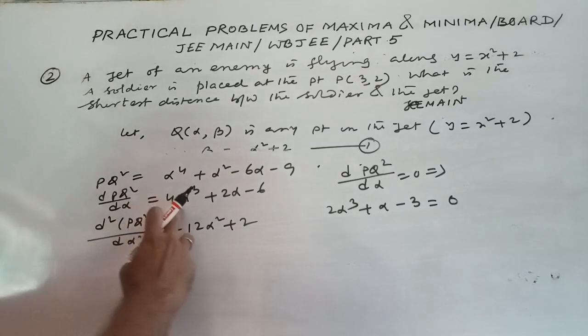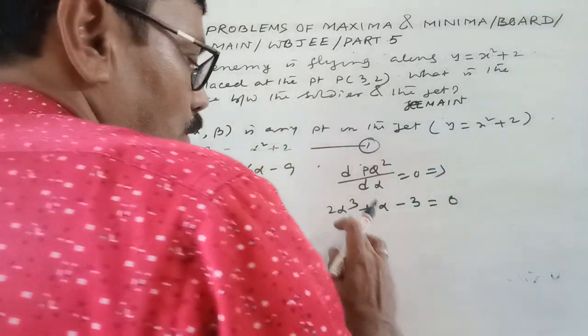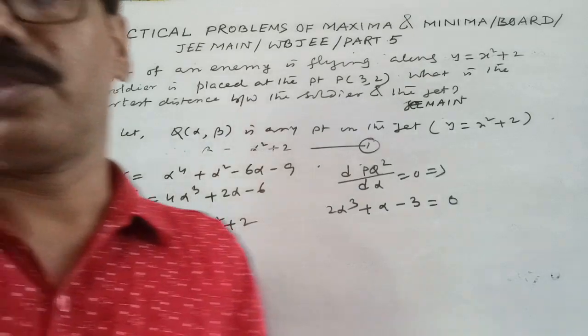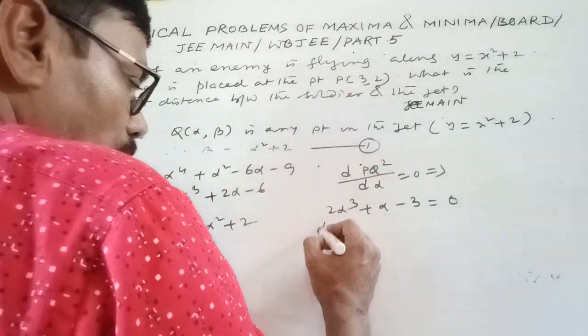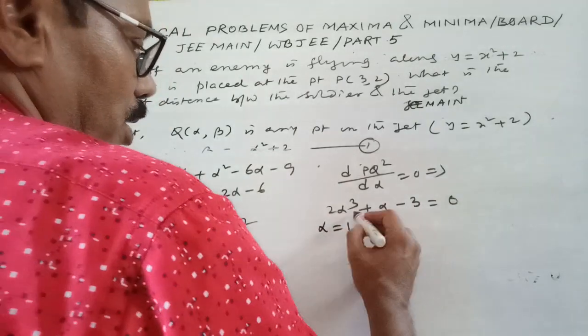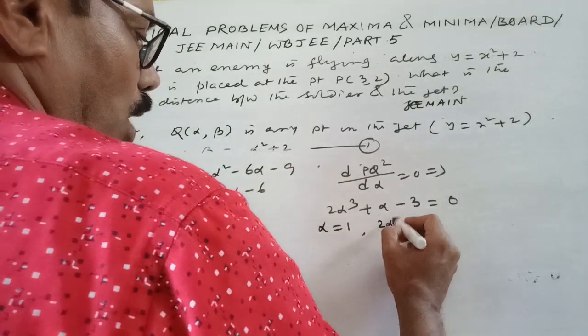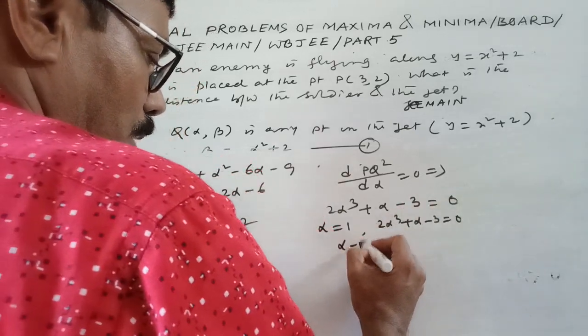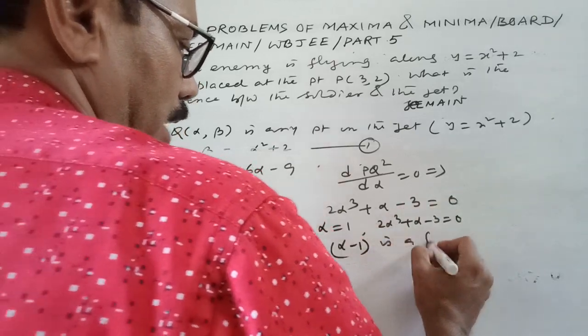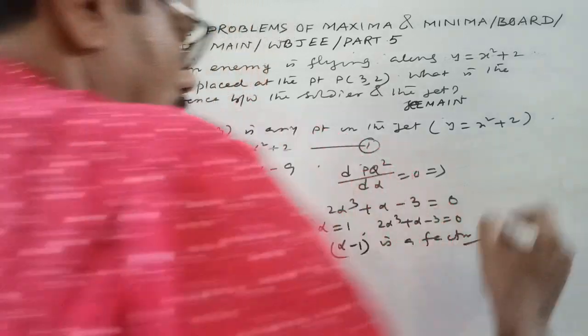So dividing throughout by 2, we get 2 alpha cube plus alpha minus 3 equals 0. Now this is a cubic equation, so you have to solve it by the trial method. If alpha equals 1, look at the value of the expression 2 alpha cube plus alpha minus 3: it equals 0. So alpha minus 1 is a factor.